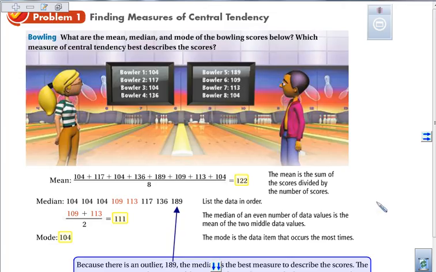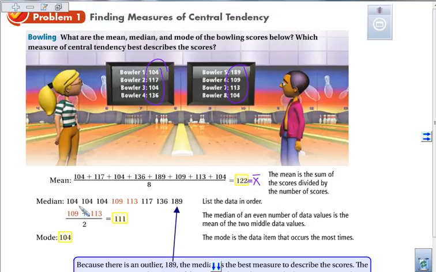Bowling. What are the mean, median, and mode of the bowling scores below? Which central tendency measure best describes the scores? So there's 4 bowlers over here and 4 bowlers over here, so we have a total of 8 scores. To find the mean, we're going to add them all together and divide by 8. So our average is 122, and sometimes that's called x bar. That would be how you abbreviate the mean.